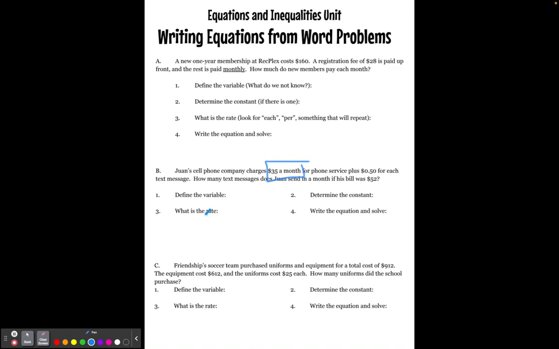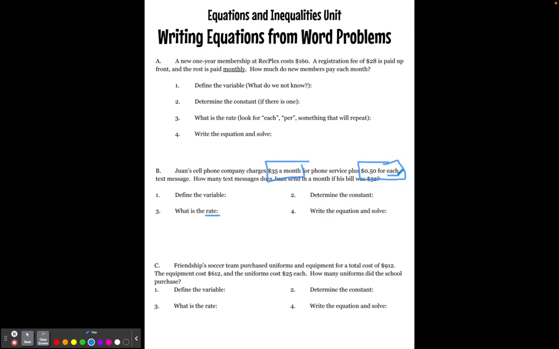That's our rate, right? They charge $35 per month for phone service plus 50 cents for each text message. It sounds like it's in the 90s. I don't know anybody that does that. Unless it's like a crime burner phone, maybe that's how they work. I'm not sure. Okay. So a phone service plus 50 cents for each text message.